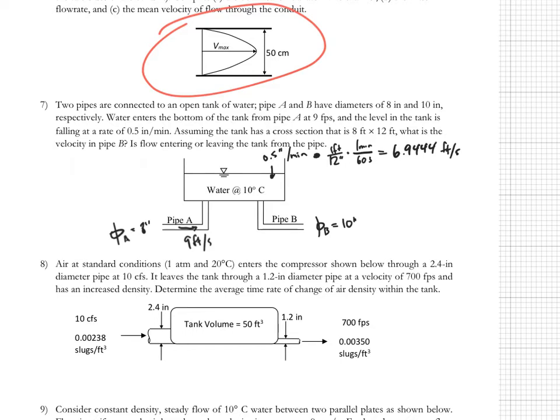Okay, what else do we know? Assuming the tank has a cross section that is 8 feet by 12 feet. That means the area of the tank, the area right here if I were to draw it, is 8 by 12, so what's that, 96 square feet. Okay, what is the velocity in pipe B? So this is all our givens, and we want to know the velocity in pipe B equals what?